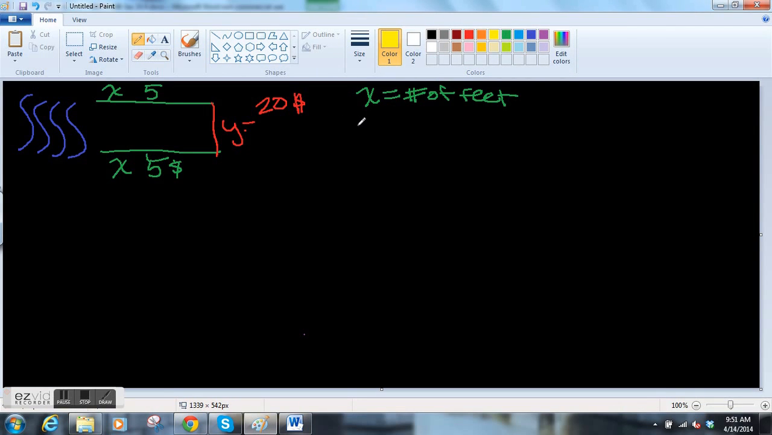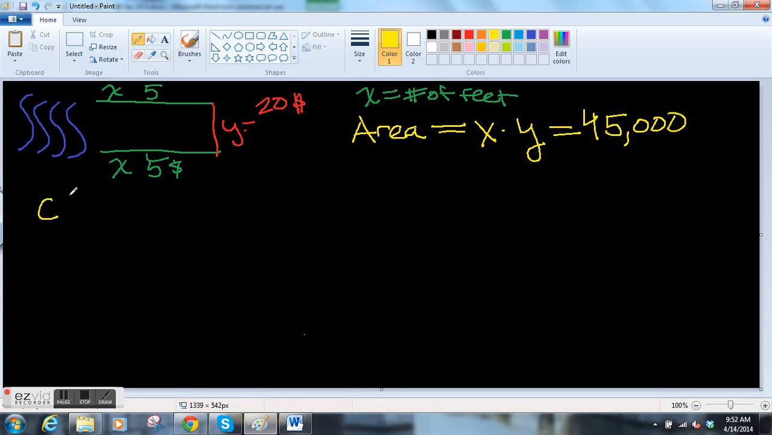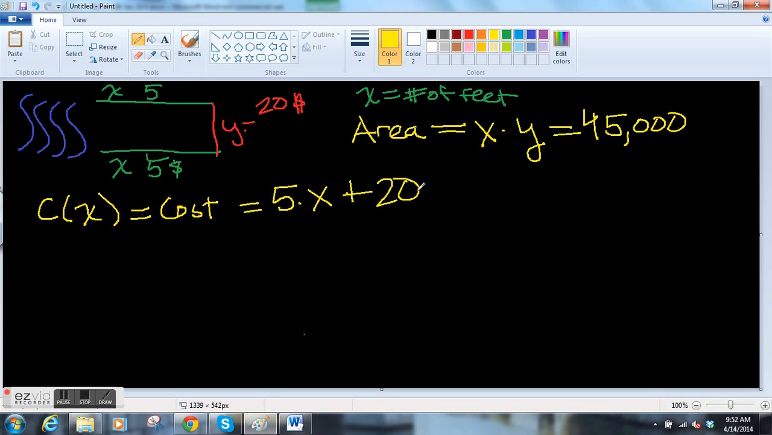The first thing you know, I guess I'll put this in yellow, is that the area that you are trying to enclose, according to our formula, equals X times Y. All of that is going to be equal to 45,000. We also know that the total cost, we want to minimize the cost. So let's make a cost function. Cost function, I'm going to write in terms of X, but this is going to be the total cost of building our fence. This is going to be equal to $5 times X, right? That's the cost for this side, plus $20 times Y. That's the cost for building that side, plus $5 times X.